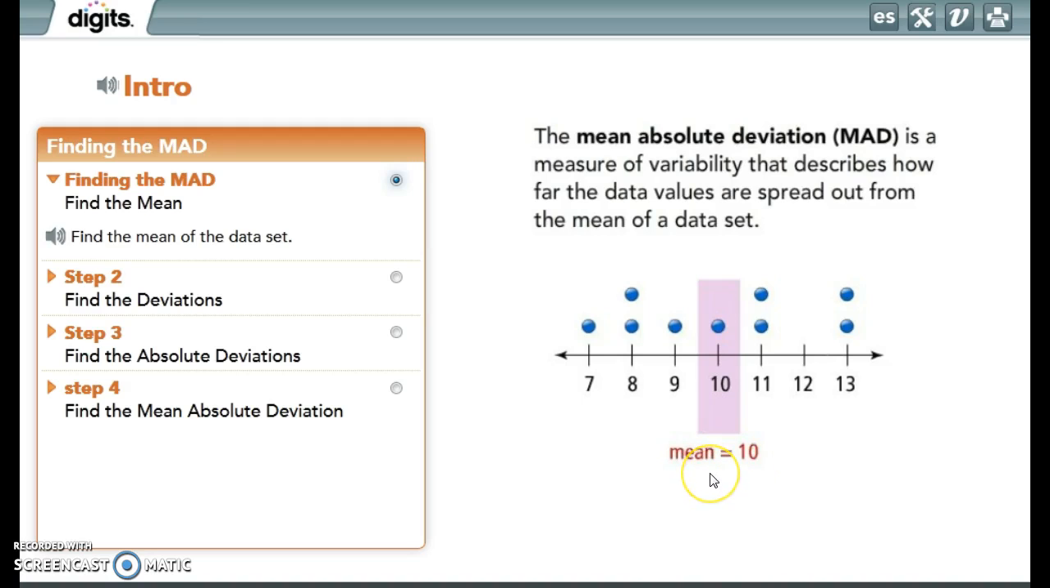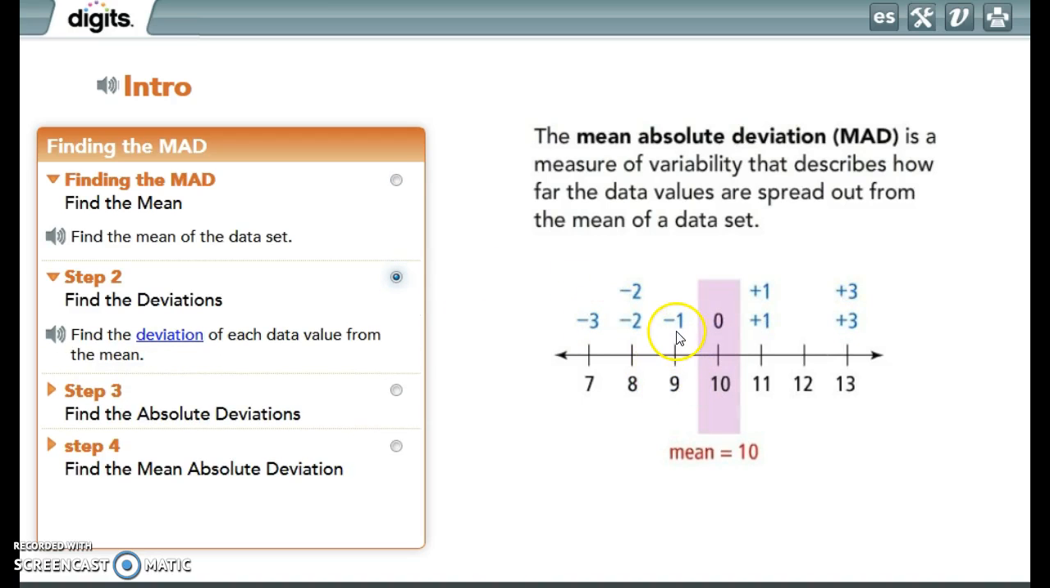So now that we have our mean, we're ready to find our deviations. We're ready to see how far away each of these data values is from that mean. And when we do deviations, we're going to have negatives and positives. So we can see that that data point that was at 9 is -1 away. It's 1 to the left of the mean. I have two values that were -2 away, one that was -3 away, and then to the right, those are a positive amount of values away because we have 1 to the right for both of our values at 11, 3 to the right for both of our values at 13.